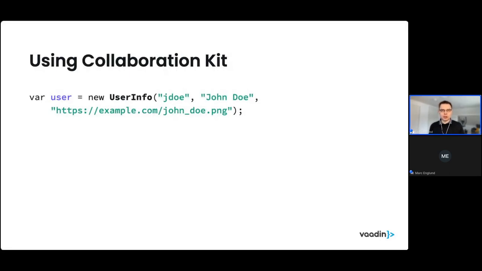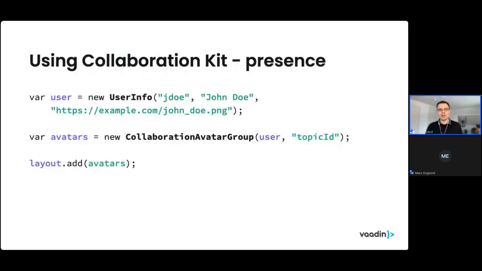And this is then used throughout the APIs. And really to have this avatar group, all you need to do is to create an avatar group component. So that's a UI component. Give it the current user info, give it the name of a topic. So this can be any string, and all the users who have the same string in their component configuration will see each other's avatars there. And with Vaadin, that's just a UI component that you can add to any layout. And in that way, you have a collaborative presence indicator there.